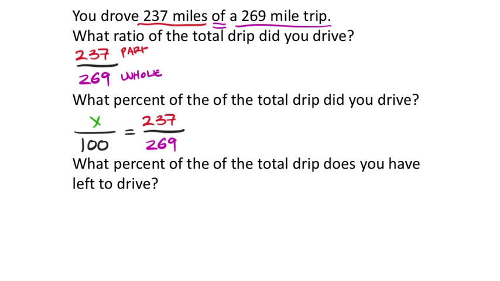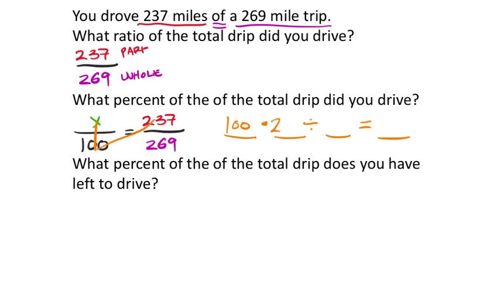The percent is what we don't know on this one, okay? So the ratio of the total trip that you drive is going to help us with this percent proportion. Now we're ready to solve this with the fish method. So 1, 2, 3, 4, multiply, divide, and then equals. So we'll make the fishtail down to 100.